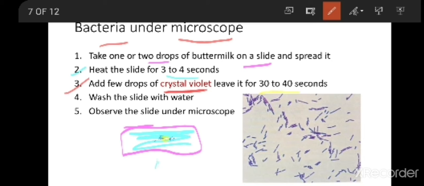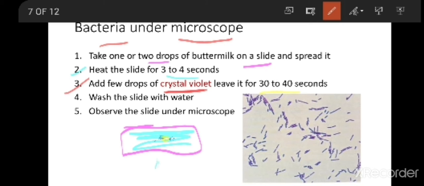Then you have to leave it for 30 to 40 seconds. You should not touch the slide for 30 to 40 seconds. Why? Because the bacteria which is present inside the buttermilk will completely absorb the crystal violet color into its body, into its inside. So for 30 to 40 seconds you should not touch the slide.